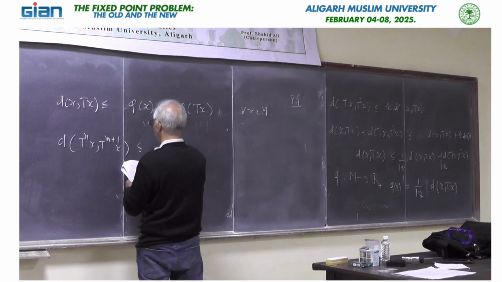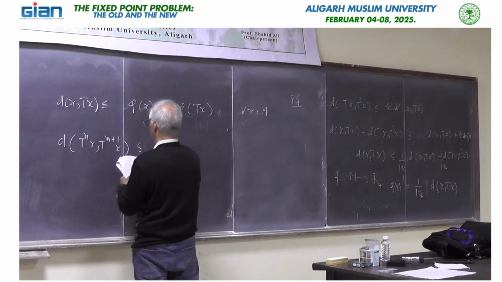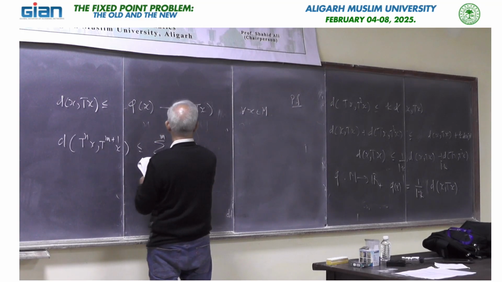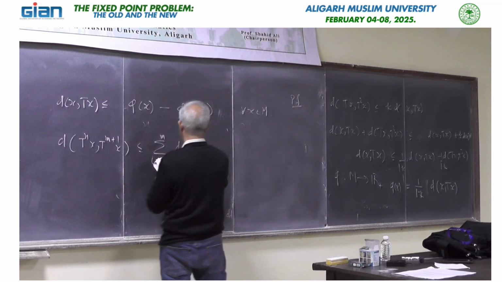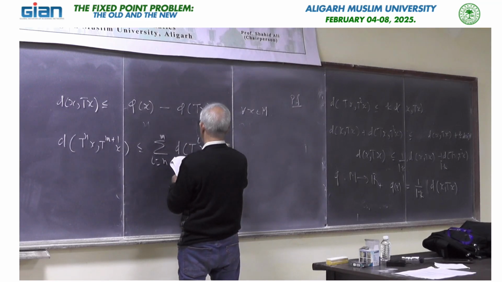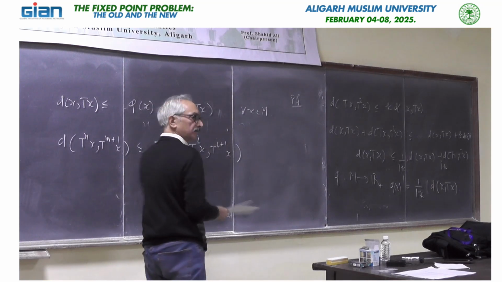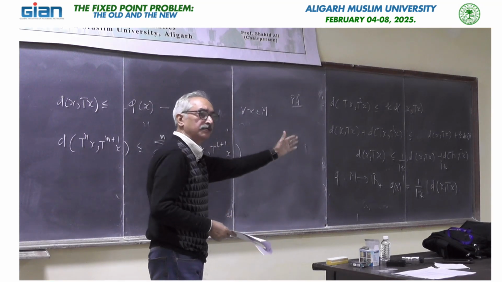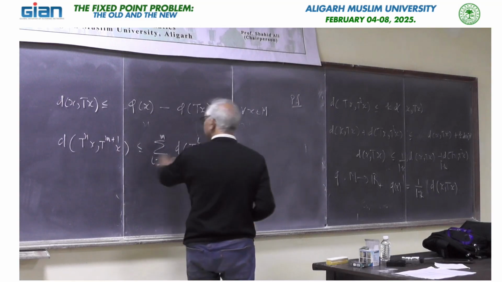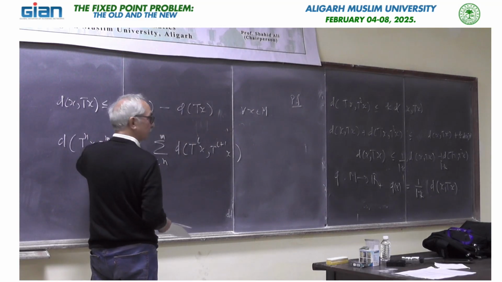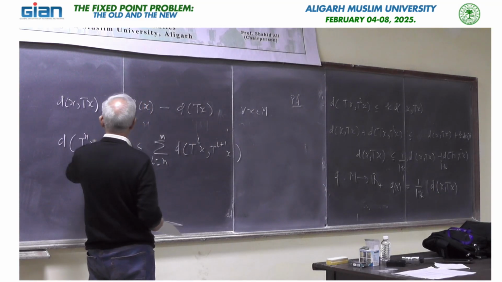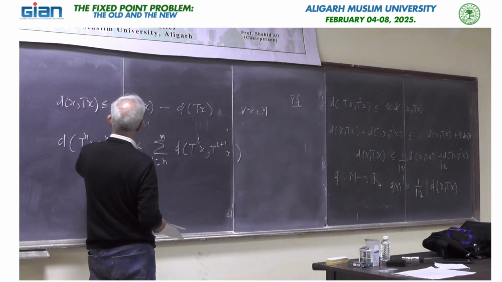So, you write this as the sum over i equal to n to m of d(T^i x, T^(i+1) x). Just adding and subtracting those terms, you keep on doing here. These are n and m, general n and m. So, T^n and T^m, here m plus 1.